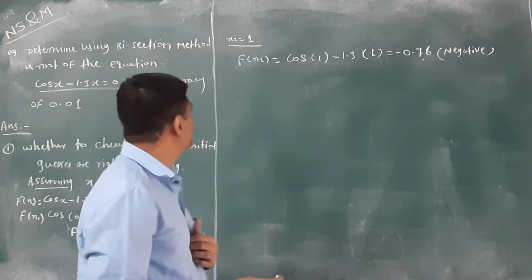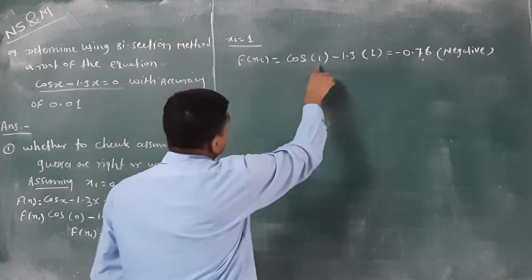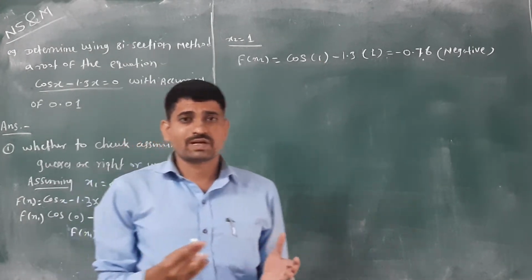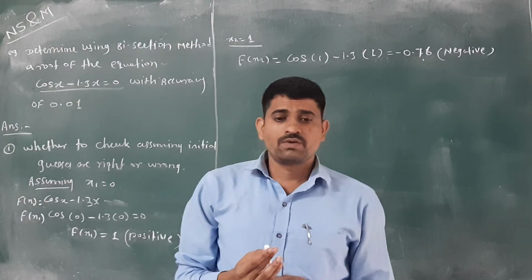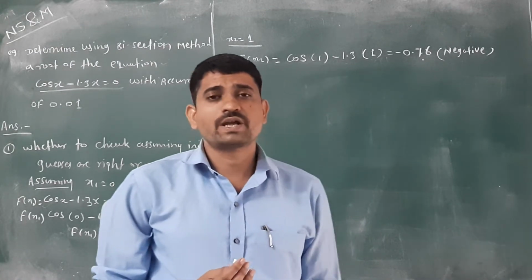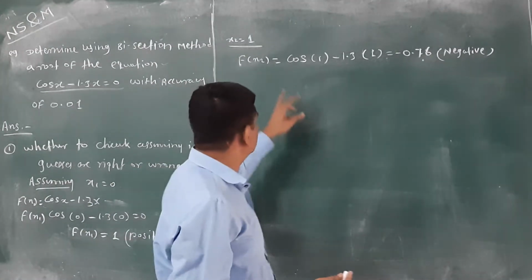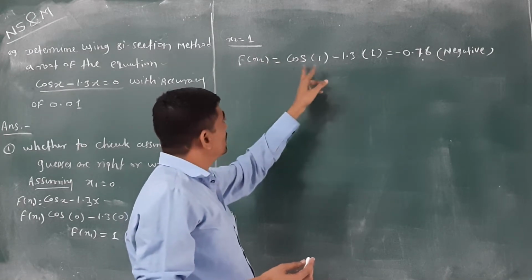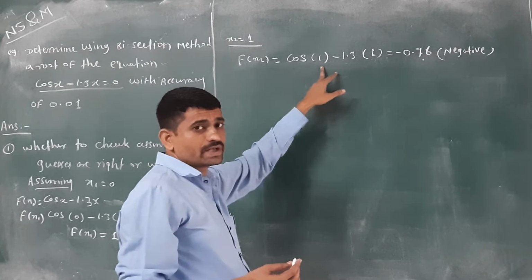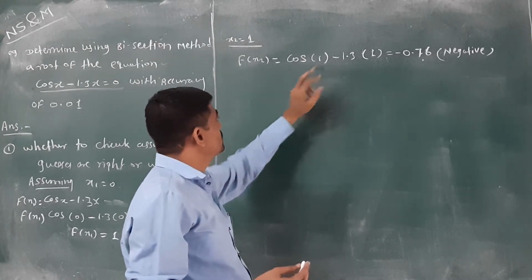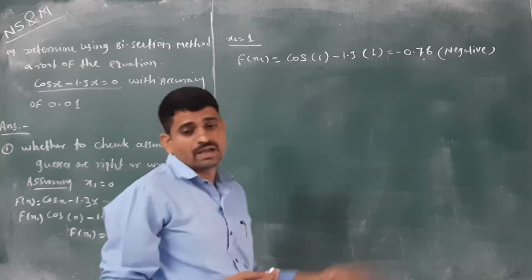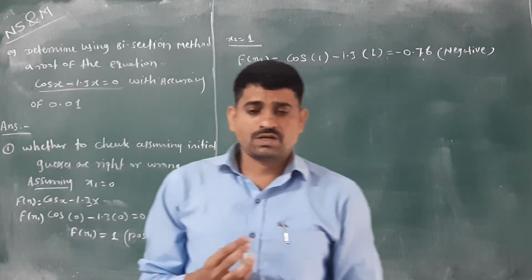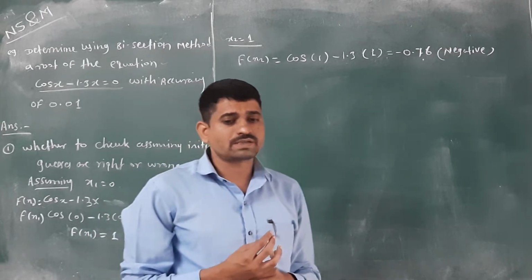Okay, this value you have to put in radians. When you calculate, you know the relation between degree and radian. 1 radian is equal to what? 180 by pi. That's why you have to change the mode when you are solving on the calculator. You have to check the mode is radian, then you will get the correct answer. You will get the negative answer, minus 0.76.